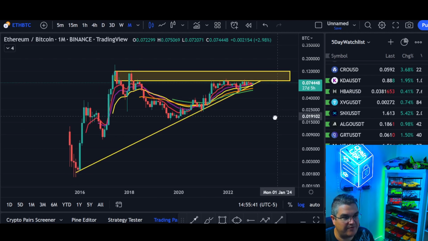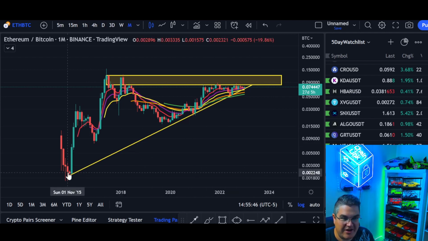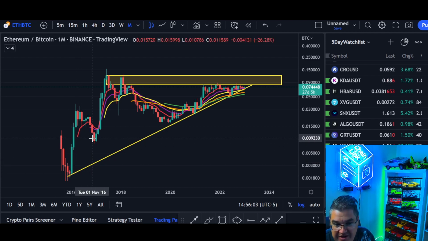Look at Ethereum versus Bitcoin for its entire history. If you're going to pick a coin to gain against Bitcoin, Ethereum's pretty good based on this chart, going all the way back to 2015, the low. Now, this has nothing to do with fiat valuation. This is the valuation against Bitcoin. You want to be holding coins that are gaining on Bitcoin. Otherwise, you should just be holding Bitcoin, right?